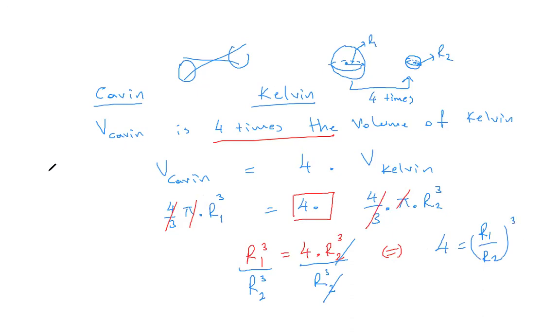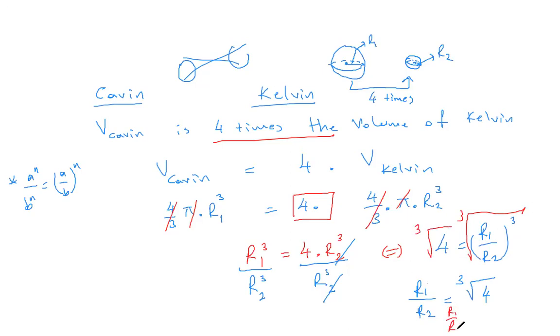We know this property. What was the property? A^n divided by B^n is A over B to the power of n. Okay? So after this step, what is R1 over R2? R1 over R2 is the cube root of 4. Why the cube root of 4? Since I have a cube, to eliminate this, I have to do this. And then R1 over R2 is equal to, by using the calculator, 1.59.